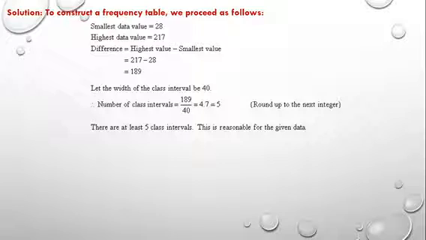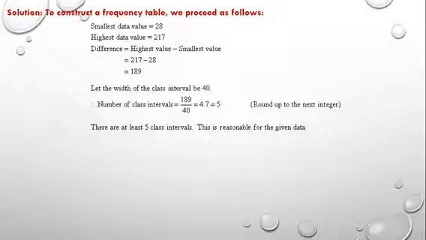Now, if you have 189 and you're trying to divide it into maybe 5 groups or 5 rows, then our width or class interval should be something around 40. If we choose 40 as our class interval, then the number of classes will be approximately 5, like you can see on the screen. This is a reasonable class interval. So we can make our class interval 40, so that we would have between 5 and 6 rows, which is okay based on the instructions we have been given.